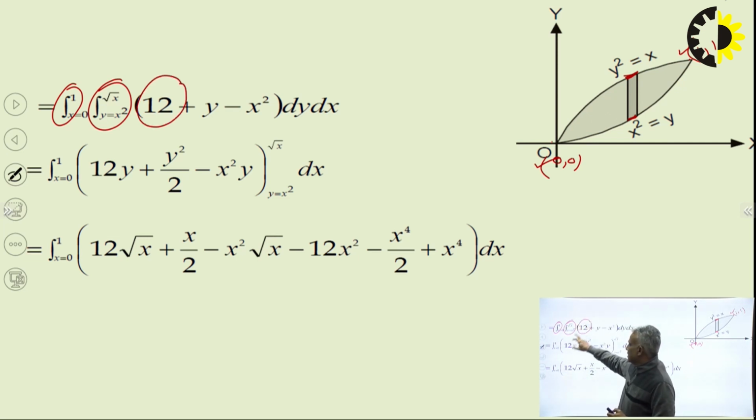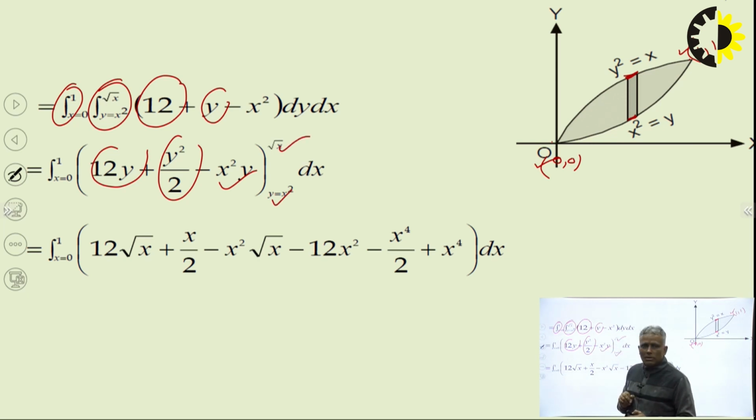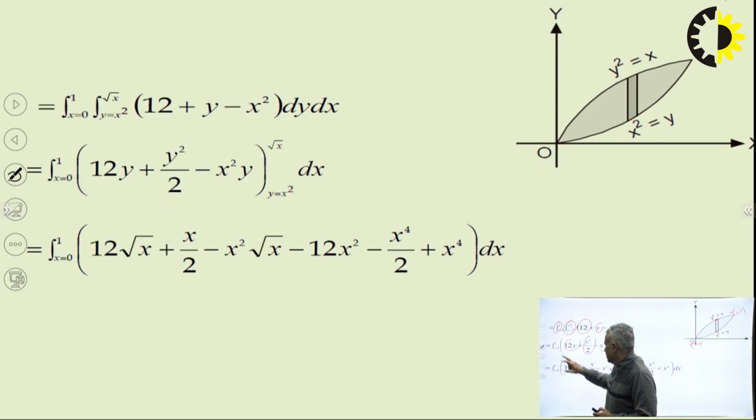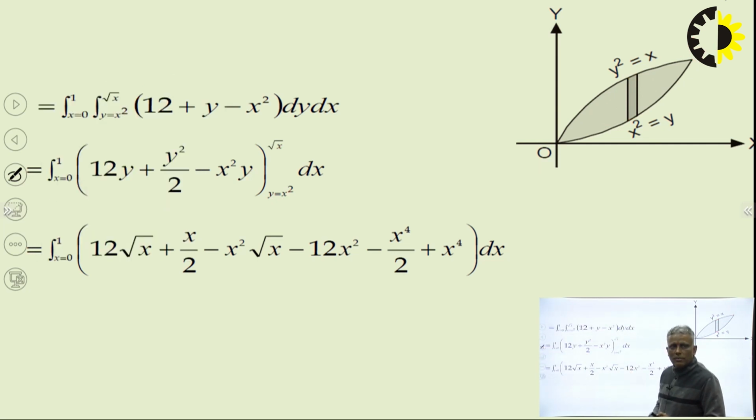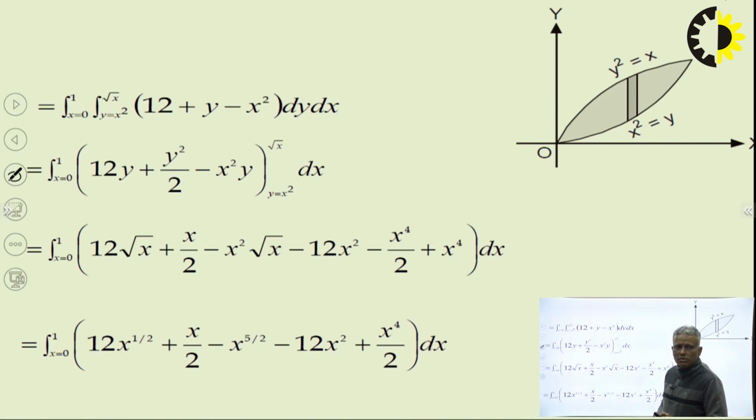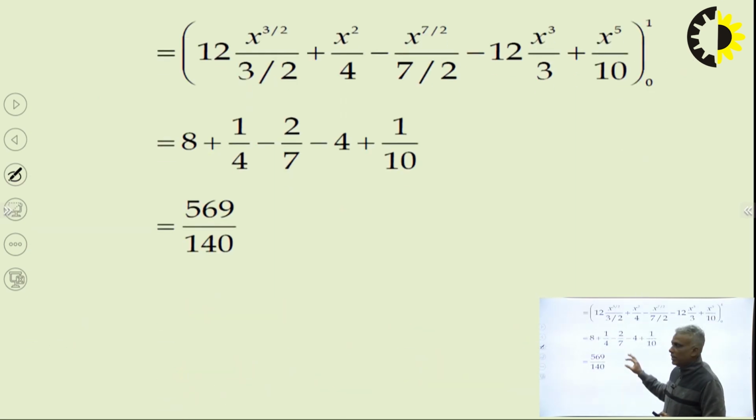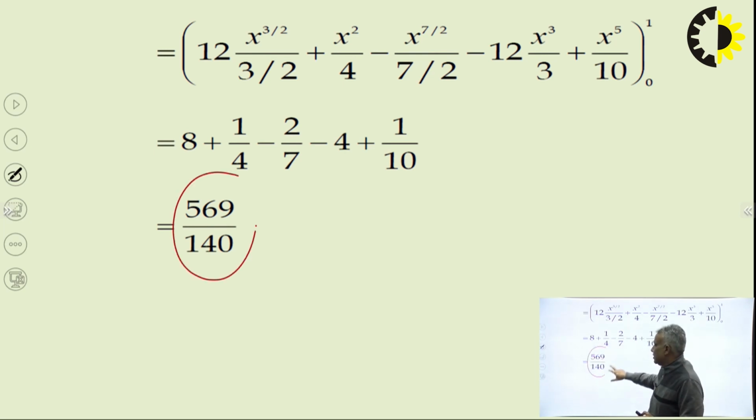The integration of 1 is y, the integration of y is y square by 2, and so on, and we solve using the upper limit and the lower limit. In this way we find the result of our calculation as upper limit minus lower limit. Students, see very carefully when we solve the problem. First of all we solve with respect to one variable and then we solve the next integration. The result of this problem will be 569 upon 140.